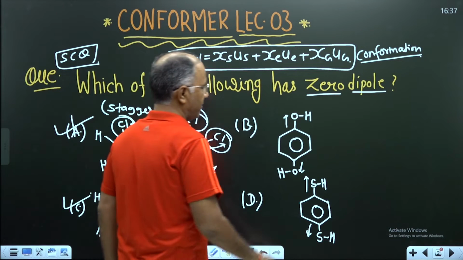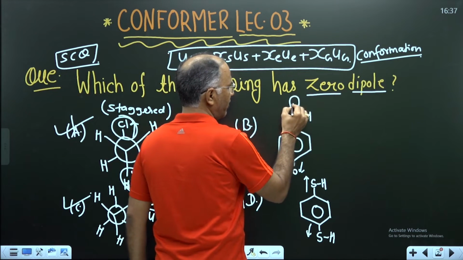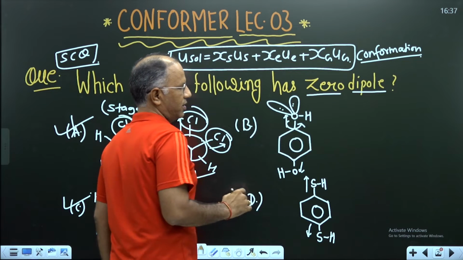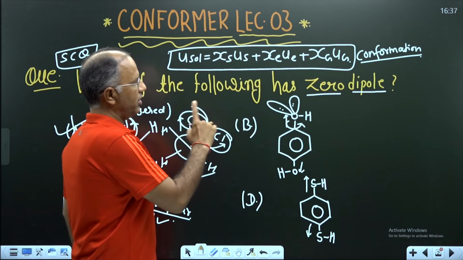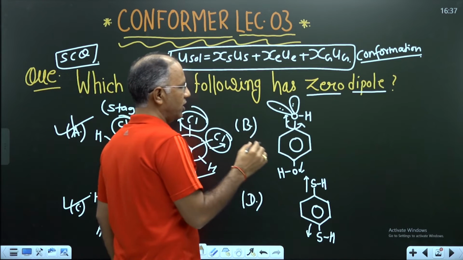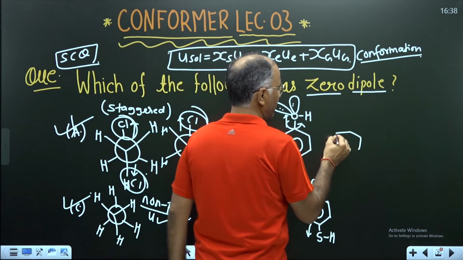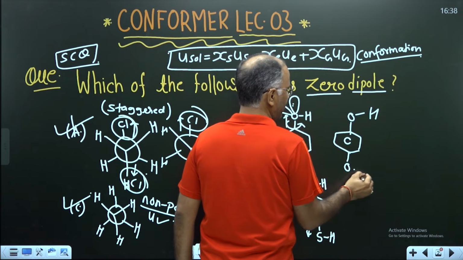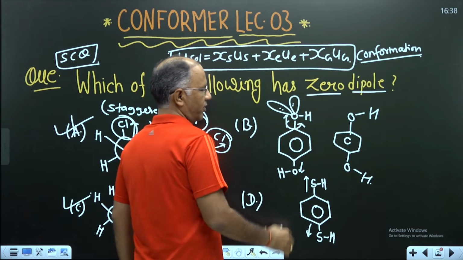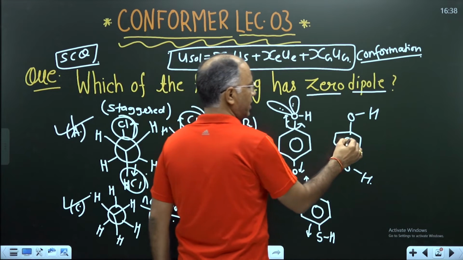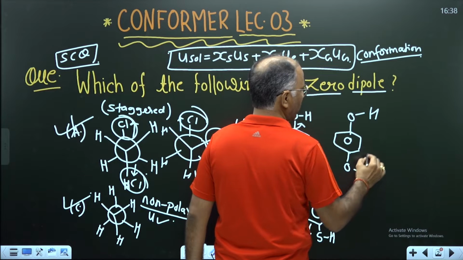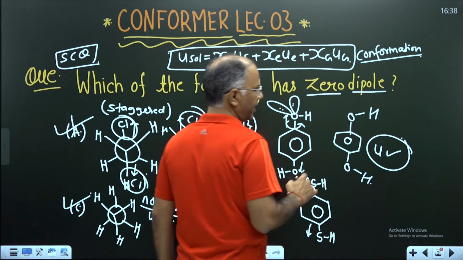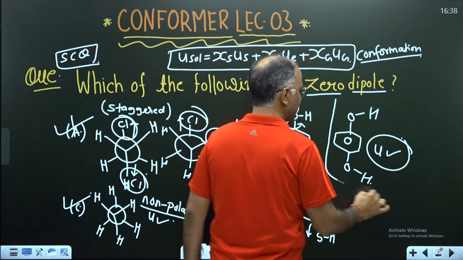Similarly, in option B, we can draw a conformer across the carbon-oxygen bond. Since there is a single bond, there will be rotation. And if we draw the conformer across the carbon-oxygen bond, now this will be the conformer. Now this conformer has a dipole value, but another conformer has no dipole. This means overall this molecule has a dipole value. Now in this case, the dipole is decided by this conformer.